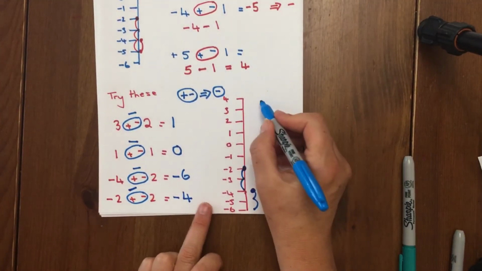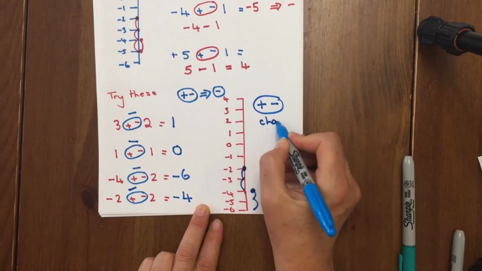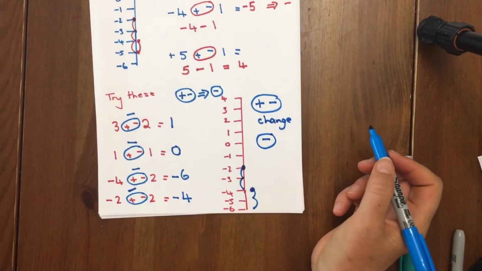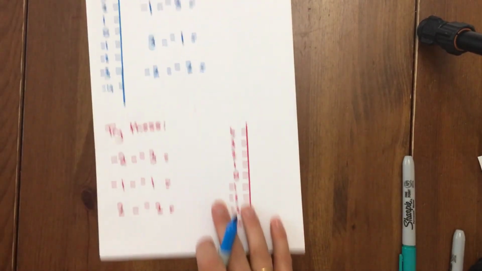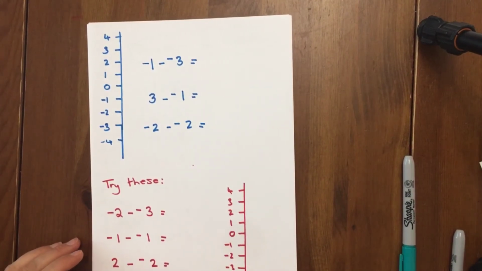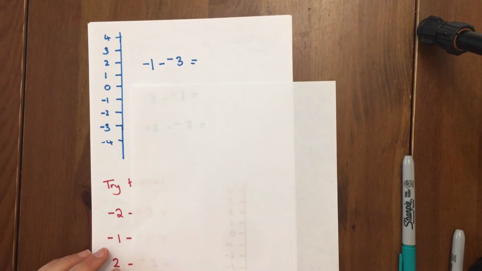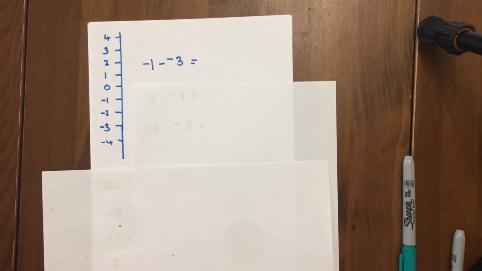So write this in your book: a plus and a minus, when they're together, you can circle them, and it changes to take away. Right, next part of today's lesson. This part of the lesson is when the two signs in the middle are take away a negative number.